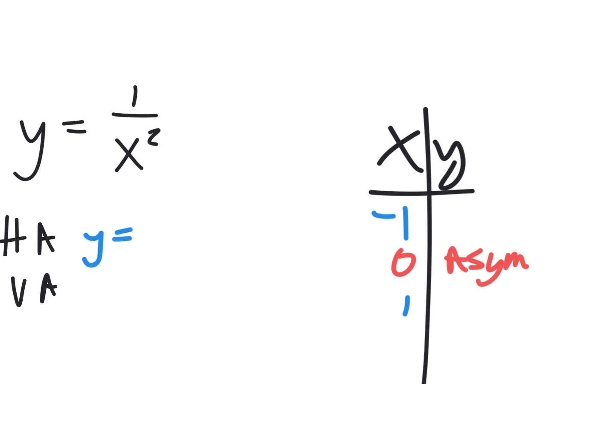Horizontals are y equals things, verticals are x equals things. If you get stuck, please come up and ask. And that's all I got for you for today.